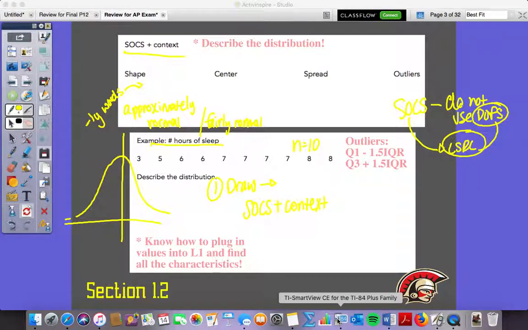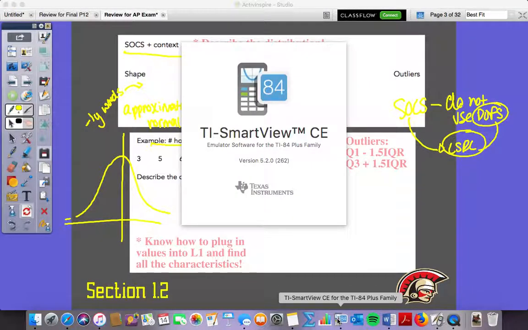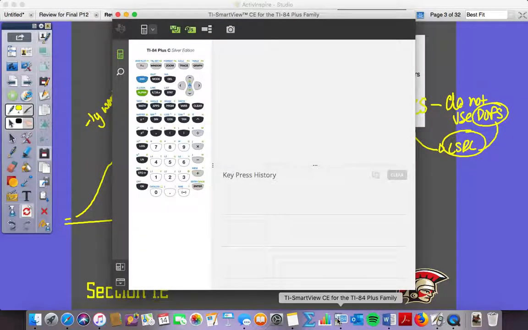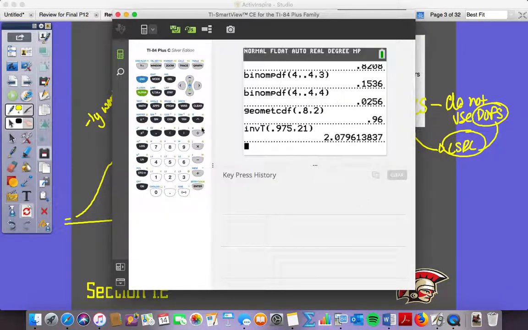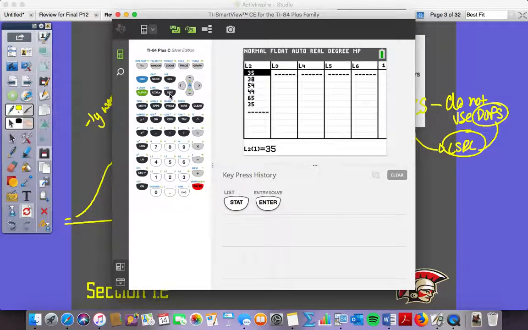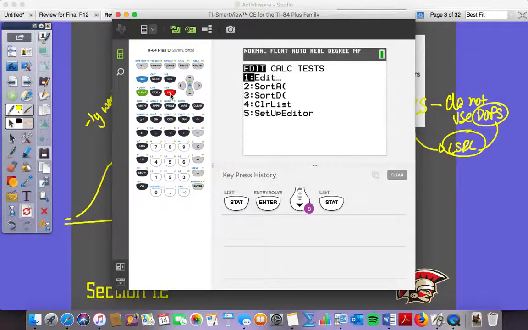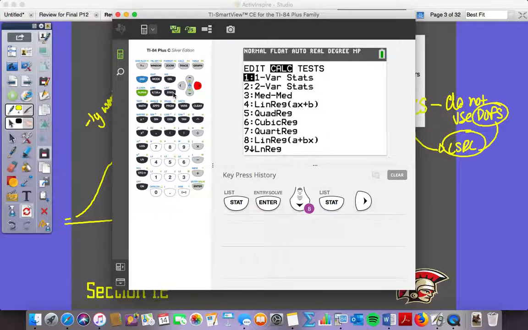Another thing, too, is make sure you know how to put values into L1, especially on this, just as a heads up. I'll show you this just so that you've seen it. Do you remember how to do that, Ryan? Yeah. Okay. Yep, you'll go to Stat, Edit. So Stat Edit. Let's say these were the values, just for time's sake. You could then go into Stat, Calc. It's actually Stat Calc, 1-Var Stats.